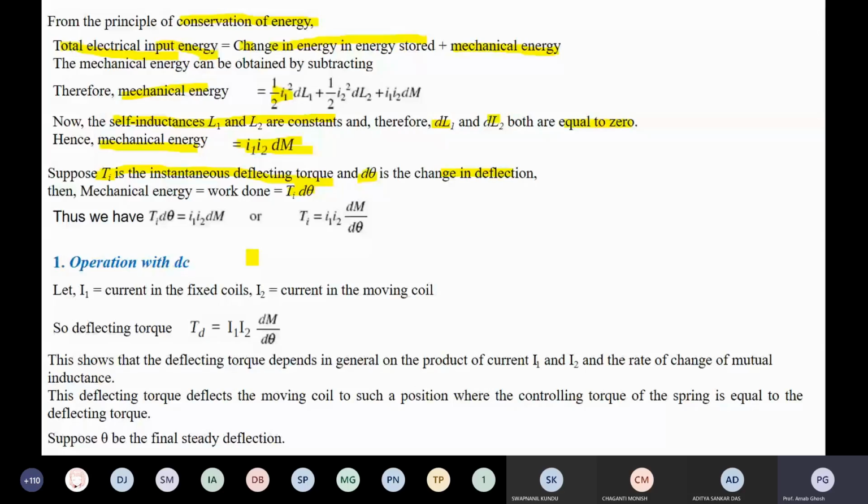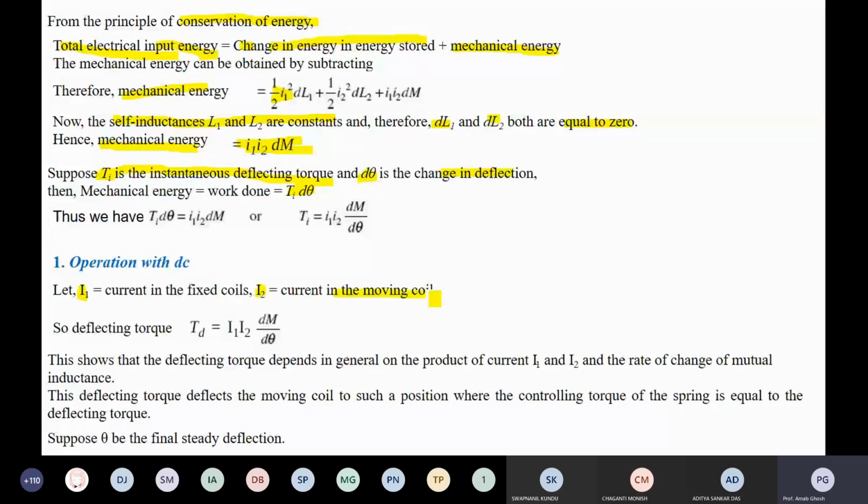Change of deflection. So what happens when the instrument is operated in DC? Then I1 will be fixed. Normally you use I1 in lowercase italic, which shows the instantaneous value. For DC, the small i1 equals capital I1, meaning you are considering its average value. I1 is the current of the fixed coil, and I2 is the current of the moving coil. Both are average values in the case of DC.